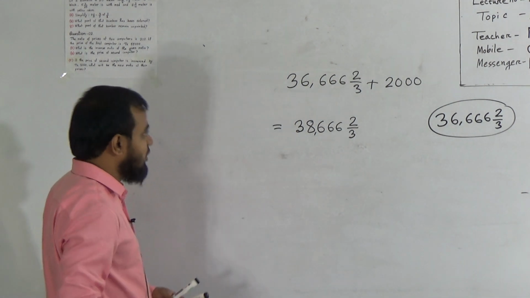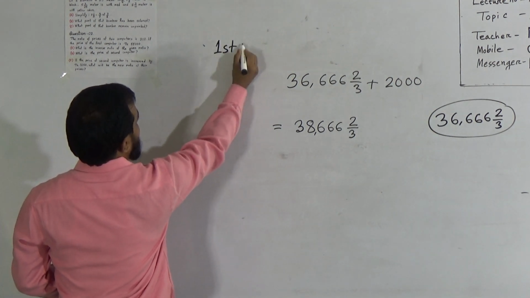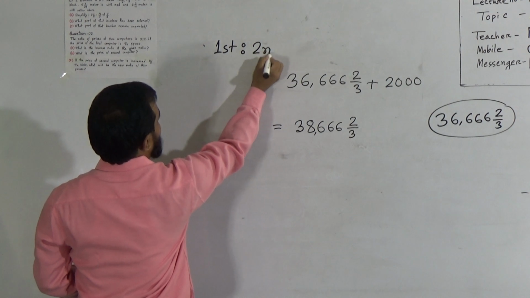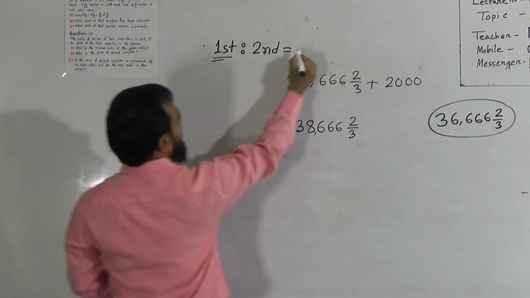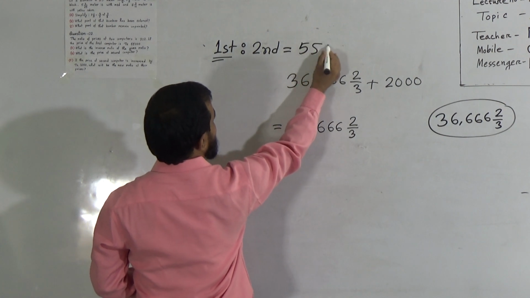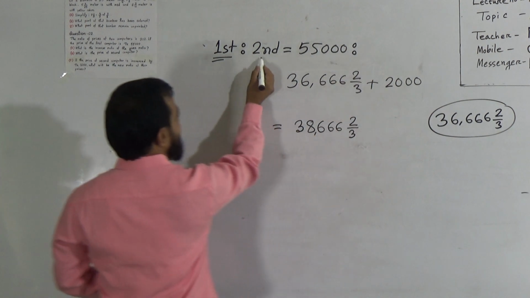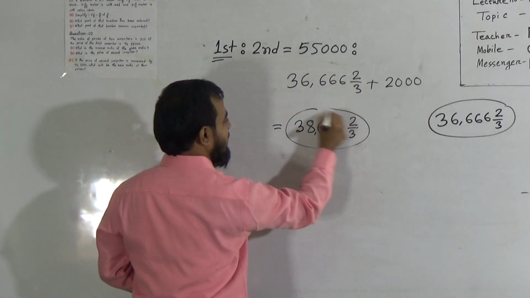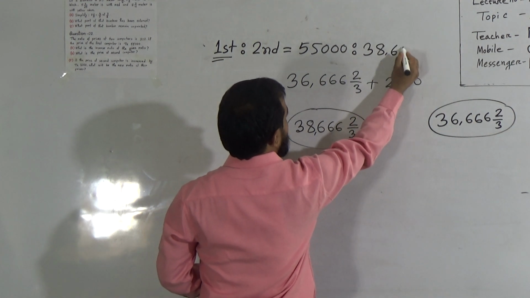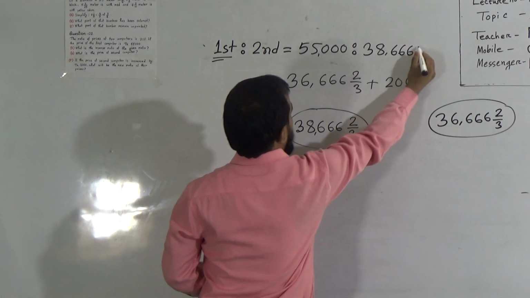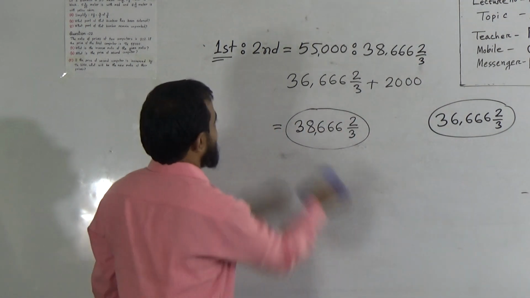What will be the ratio? Look, the first computer's price is to the second computer's price, right? That's equal to, the first computer's price is already given, it is 55,000 taka, and this is the ratio sign. The second computer's price is now 38,666 and 2/3.